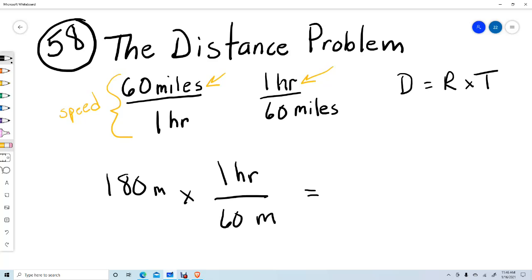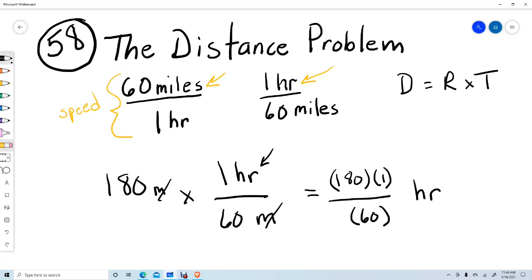We have our unit multiplier, our rate with time on top, right here. And our answer is going to be in time. It's going to be in hours. So now let's do the math. We cancel these units. We have 180. This is a somewhat unnecessary step, but I'm going to do it for clarity. And we have 60 on the bottom. Okay. And now if I do the math, 180 times 1 is 180, divided by 60. 180 divided by 60 is 3. It would take Joe 3 hours, okay, to travel 180 miles.